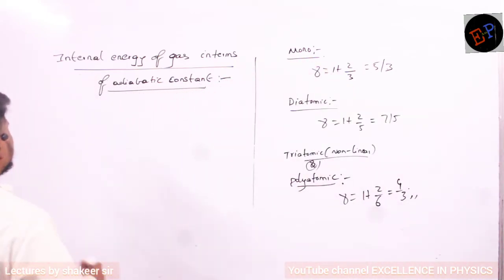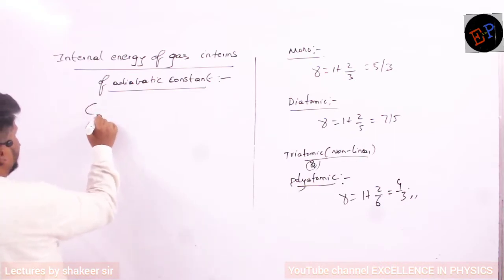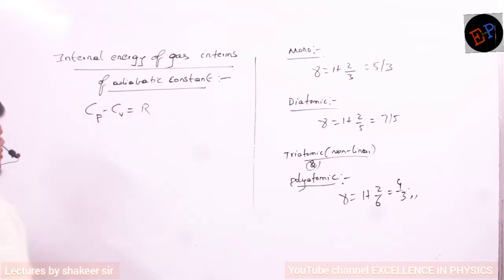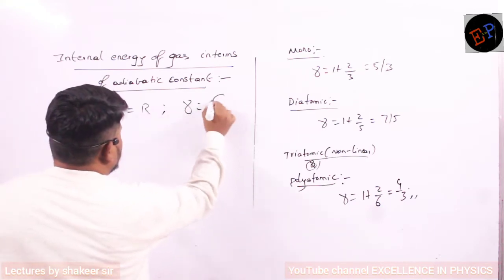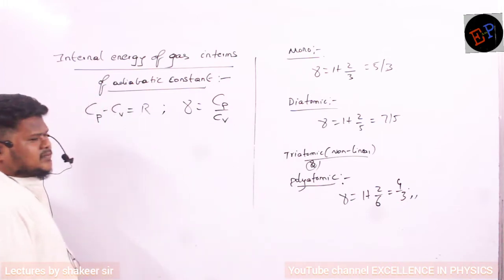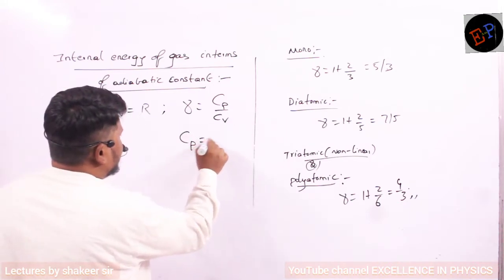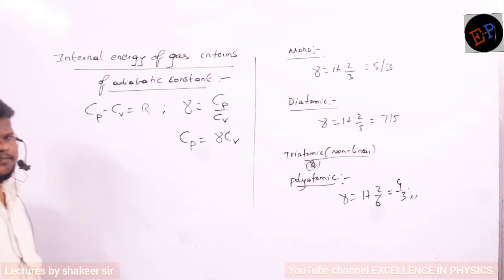Now see, we have a relation Cp minus Cv is equal to R, which is called Mayer's relation. And also we have gamma is equal to Cp divided by Cv. So Cp can also be written as gamma into Cv. Can I write like this?